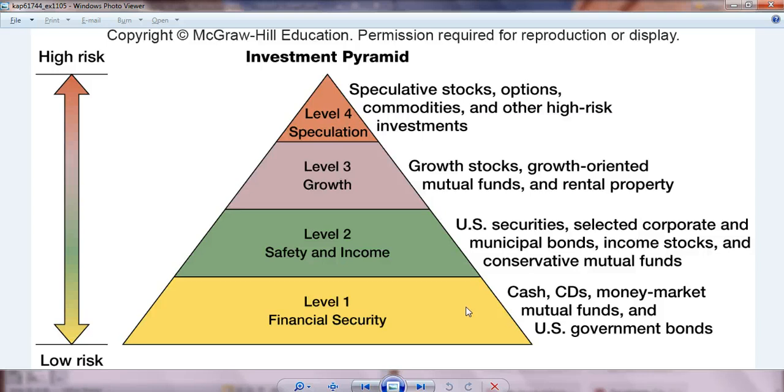So that's level 1. This week we're moving up to level 2. Level 2, as you can read over here on the right-hand side, United States securities, but we're going to talk about that later. Particularly, we're going to focus on corporate and municipal bonds, corporate and government and federal government bonds as well. So that's what we're going to cover in level 2.